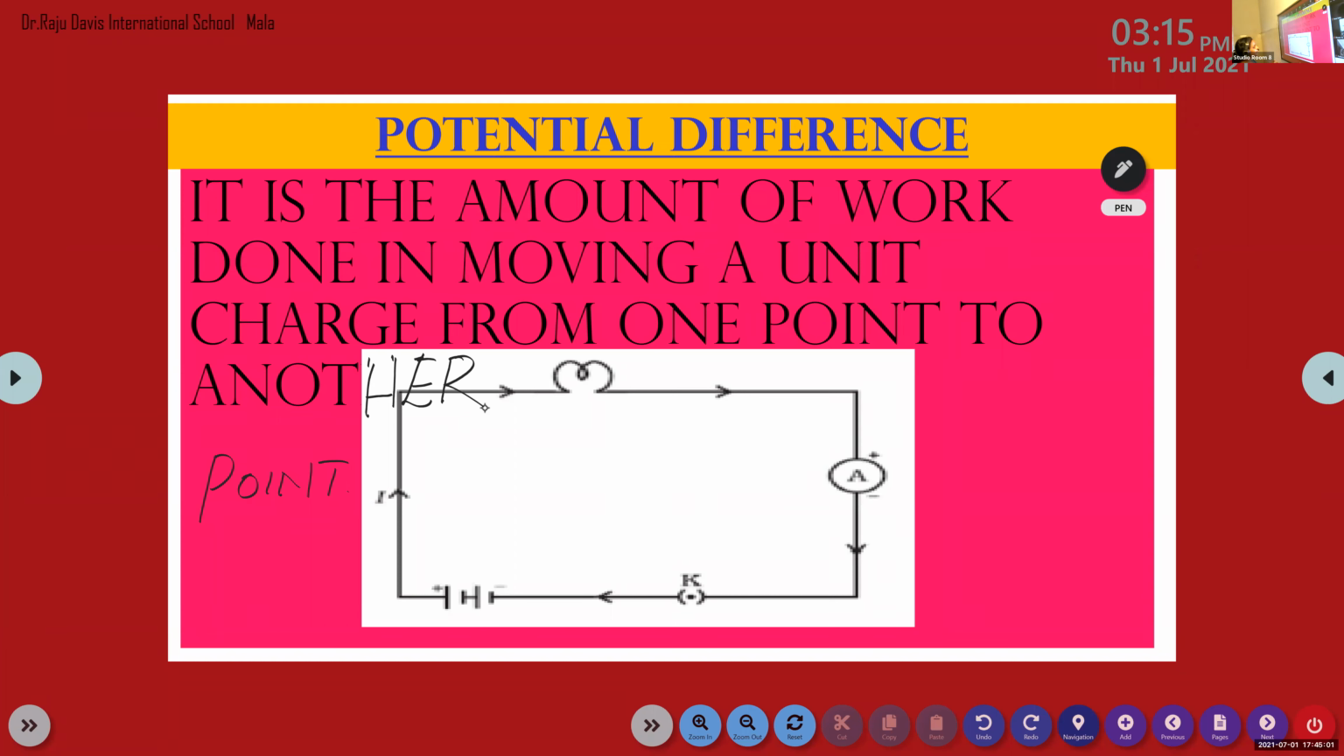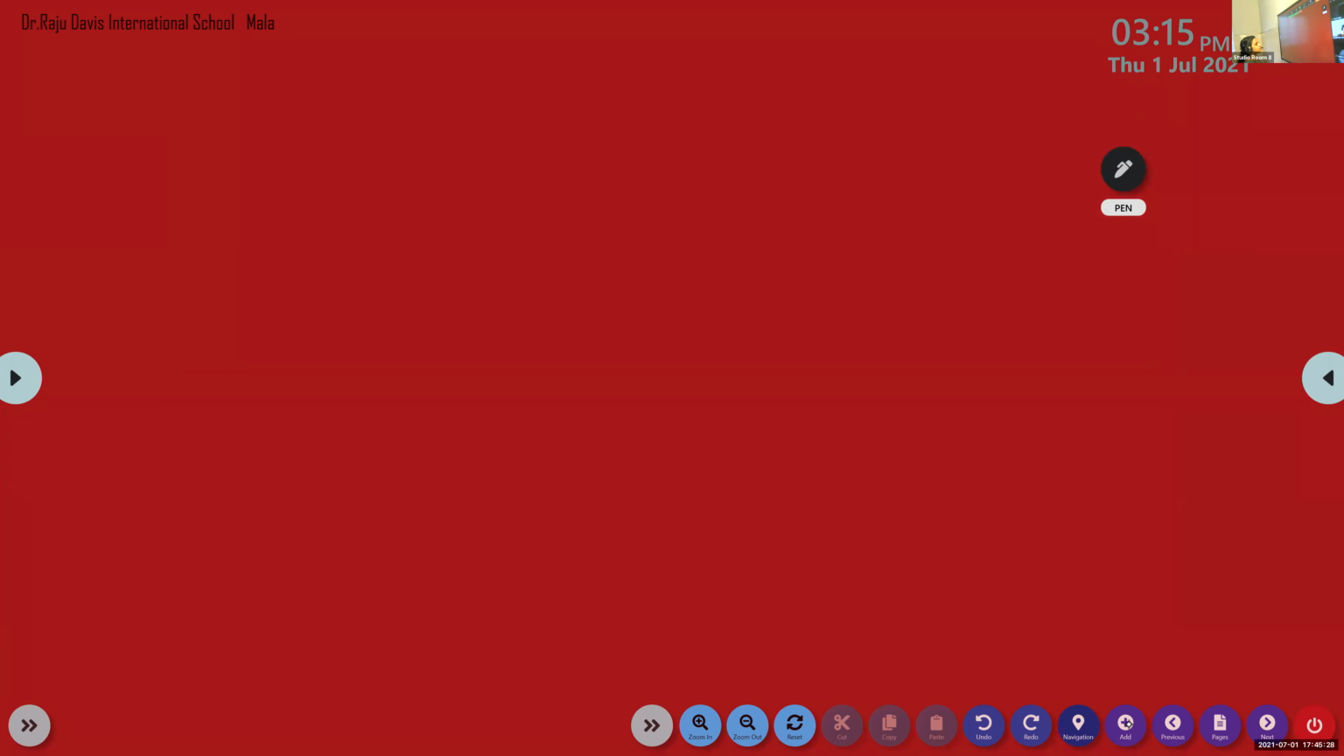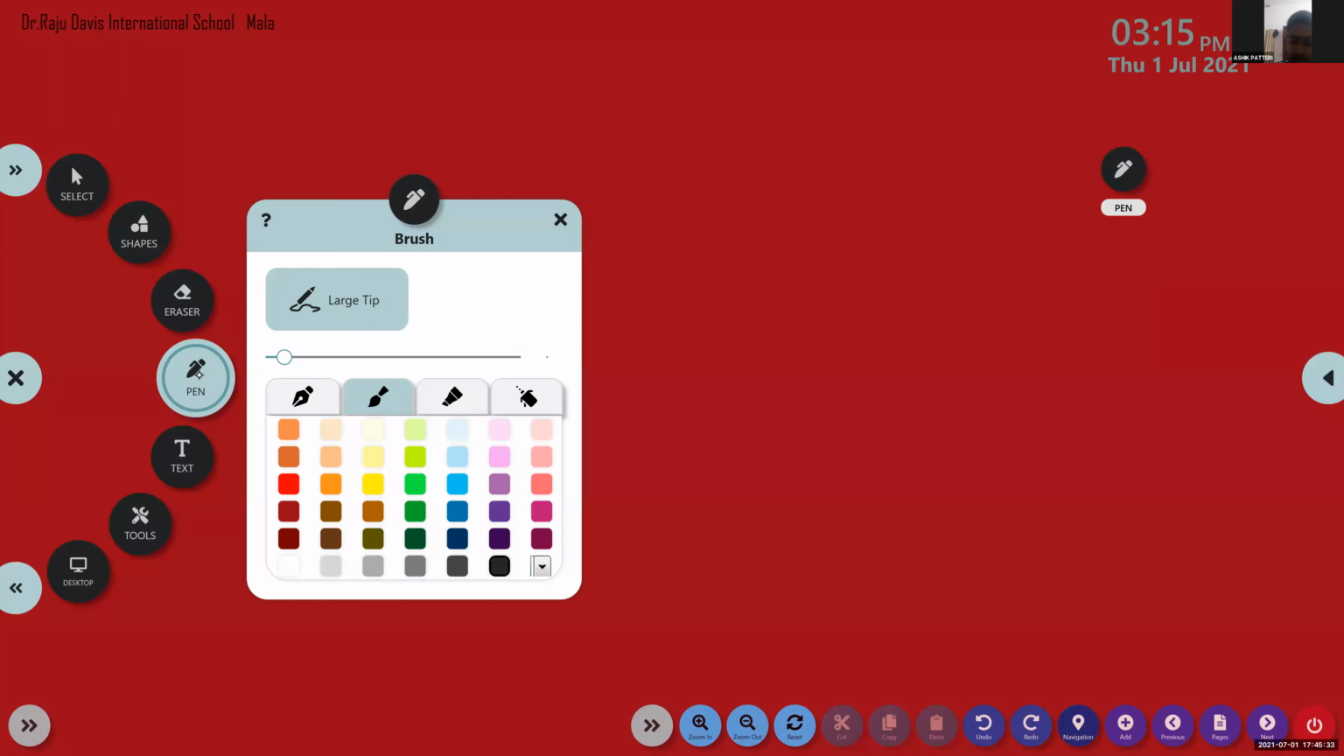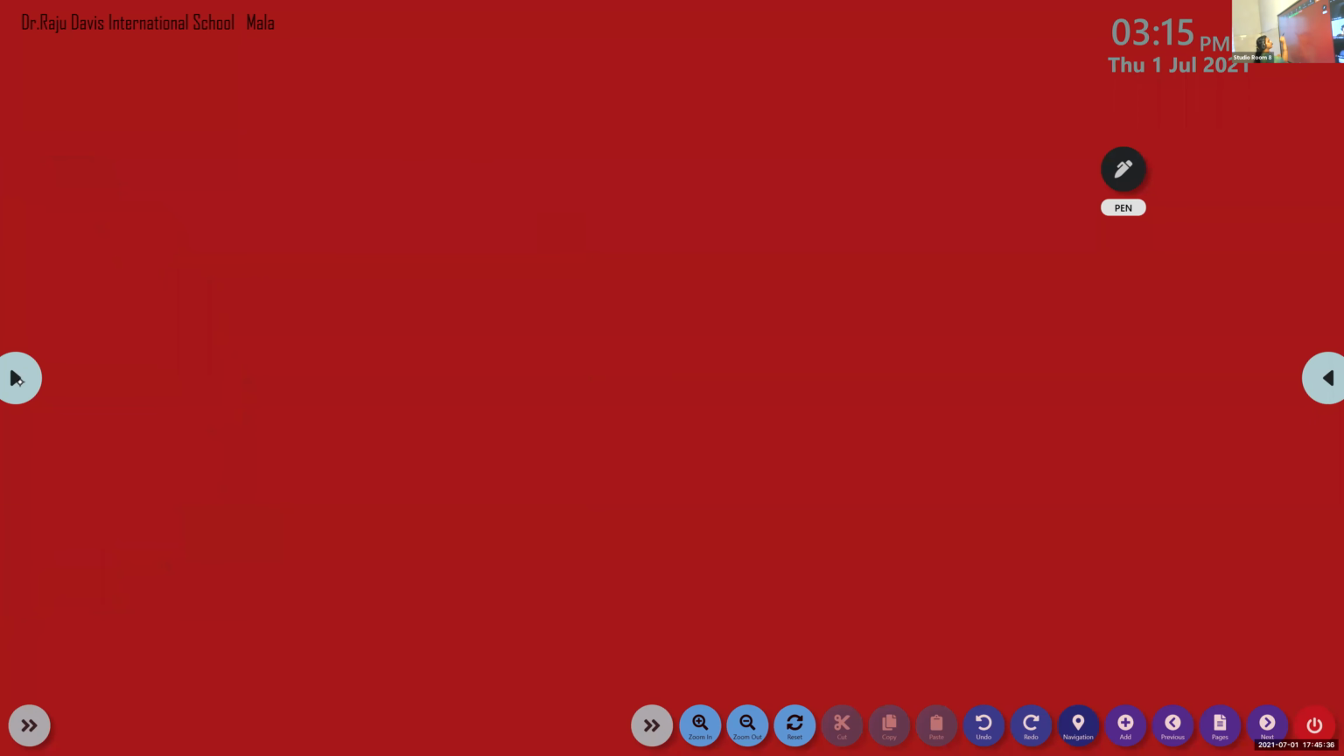So the cell or the battery does work to carry the charge from one point to another point. That amount of work done in moving a unit charge from one point to another point is known as potential difference, or voltage. In our daily life we use the term voltage instead of potential difference. And which letter is used to represent it? Very good. The voltage is represented by V.